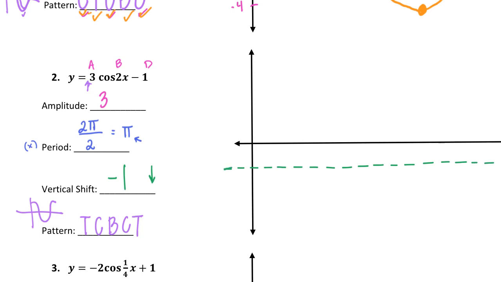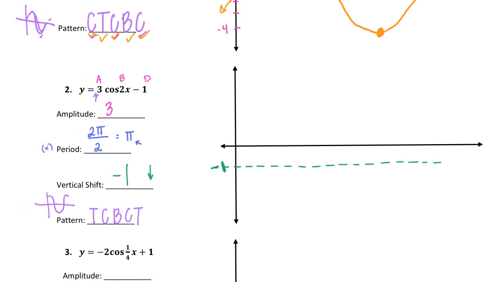And we will label that -1. Going along with that, we can use the amplitude up here to go above that center line 3 units. 1, 2, 3. So our max again is at 2. And 1, 2, 3, down to -4. And now let's label our x-axis.